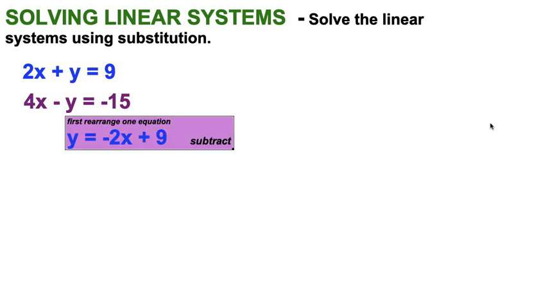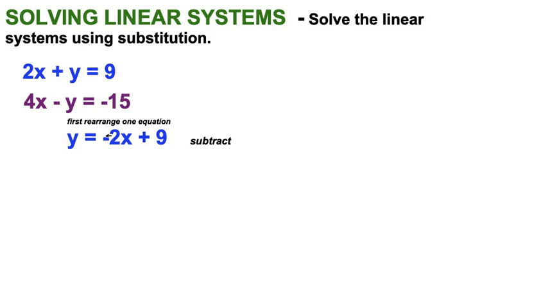So we've got to rearrange one equation. I'm going to take the blue equation. I'm going to subtract 2x from both sides. I've got y equals negative 2x plus 9.